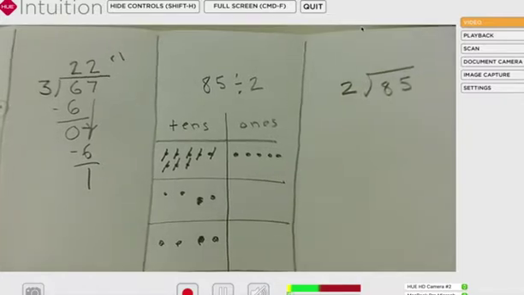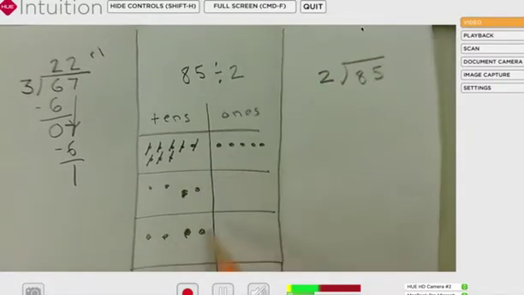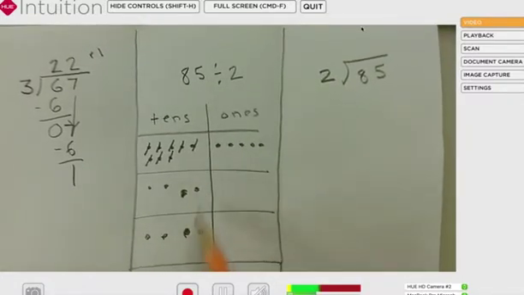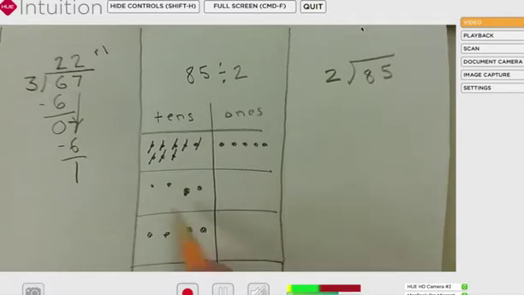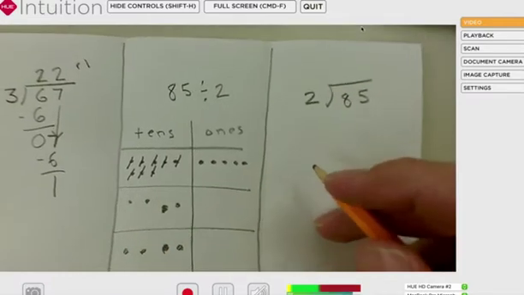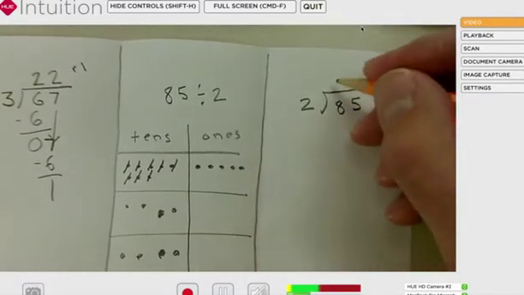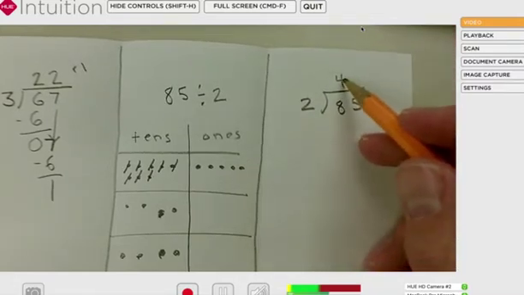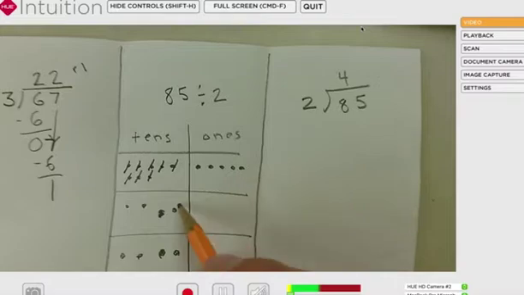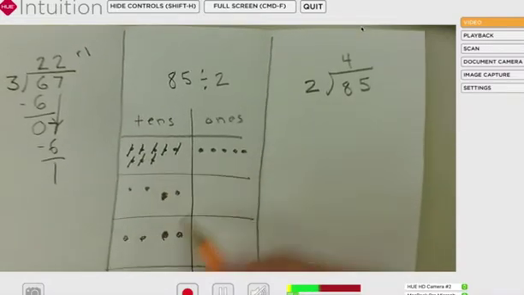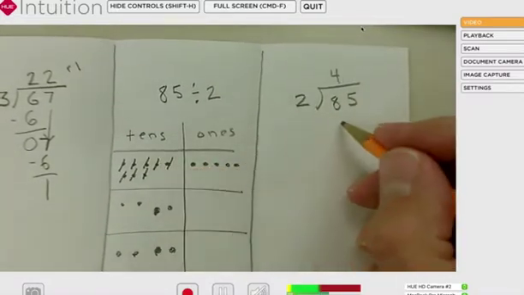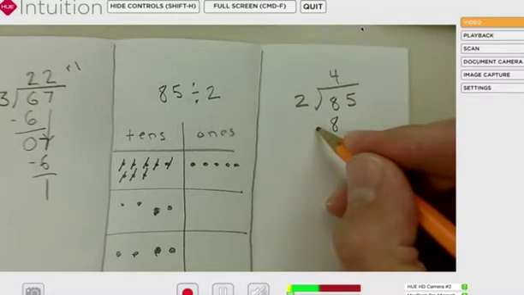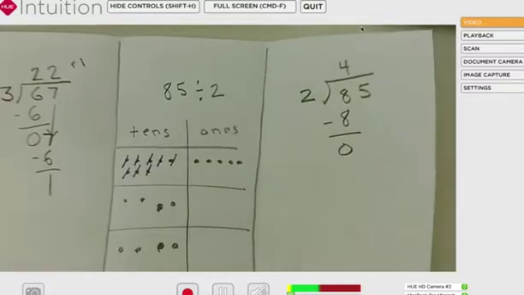It's pretty bad. So we used up all 8 dots and we were able to have 2 equal groups. How many ugly, horrible looking dots are in each group? 4 of them. So we're going to put the 4 above the 8, right? So 4 times 2 is 8. That's also represented here. 4 times 2 is 8. We used up all 8 of them. 8 minus 8 is 0.